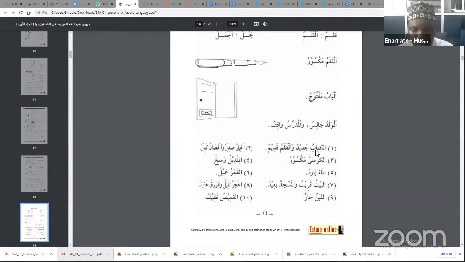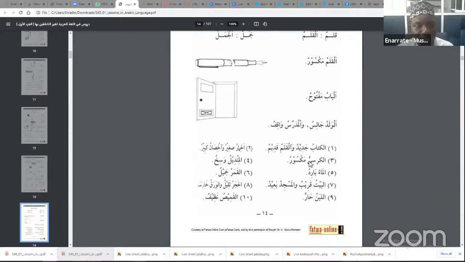Al-kitabu jadid, the book is new. Wal qalamu qadim, and the pen is old. Number 2 here you have al-himaru saghir, the donkey is small. Wal hisanu kabir, and the horse is big. Then number 3 here you have al-kursiyu maksur, the chair is broken, like the broken we used for the pen. So we're using it for the chair here.